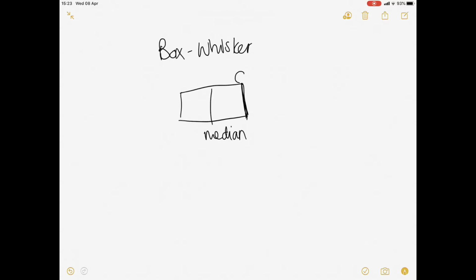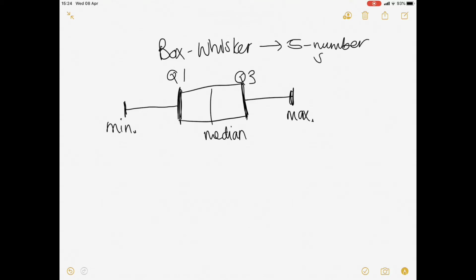The line making up the right-hand end of the box is your third quartile, and the line making up the left-hand end of the box is your first quartile. Then you have got two whiskers, and they can be of varying lengths. They may not always be equal lengths as I'm drawing them here. Your left-hand whisker ends with a line that represents your minimum value in your data set, and your right-hand whisker ends with a line that represents your maximum value in your data set. And this Box-Whisker plot, therefore, visually represents what is known as the 5-number summary of a data set.